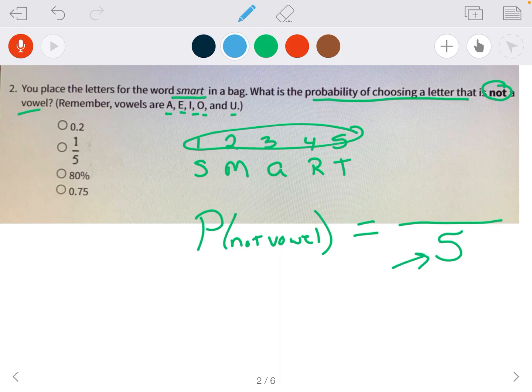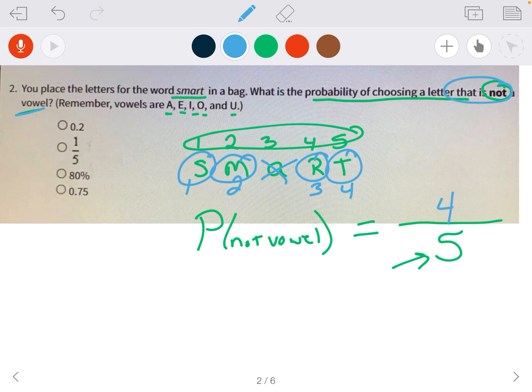So what is it asking me? It's asking me the probability of not choosing a vowel. So what I usually do is circle what's not a vowel. Is S a vowel? No, so I'm going to choose that one. That's 1. M is not a vowel. That's 2. Well, A is, R, 3, T, and 4. So that's 4 out of 5.